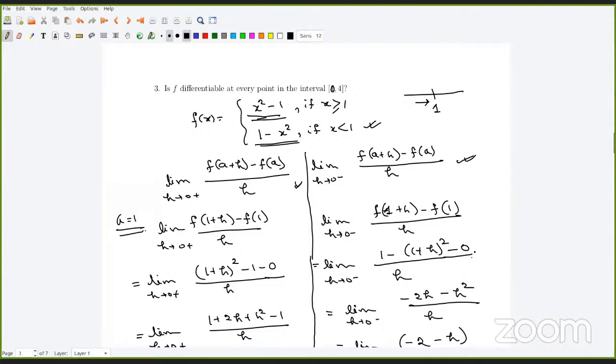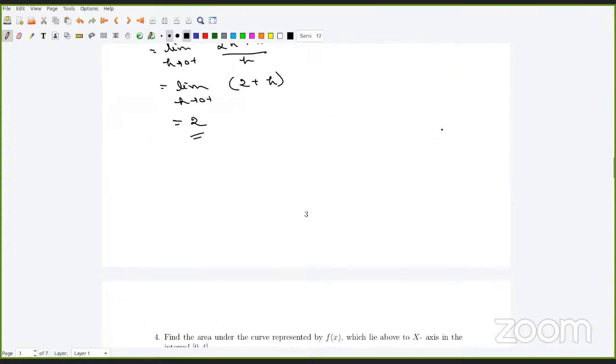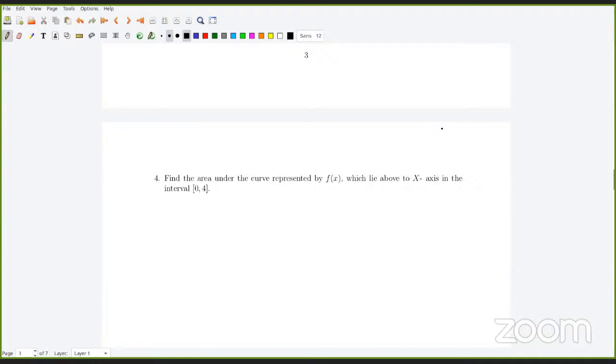So is it clear how to check differentiability for a function? Yes, sir. Is it clear to everyone? Yes, sir. So should I go ahead?